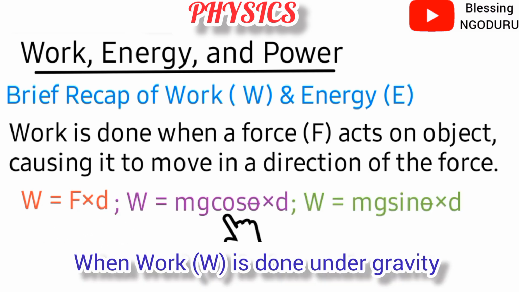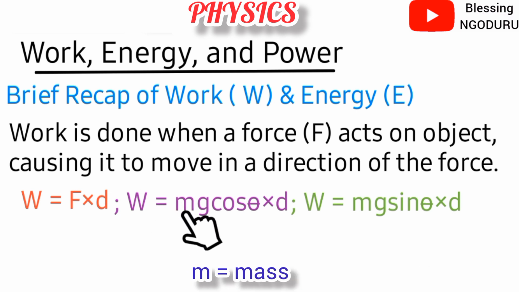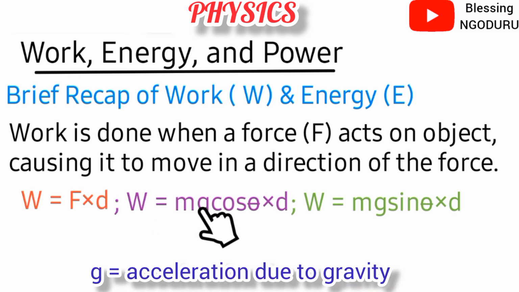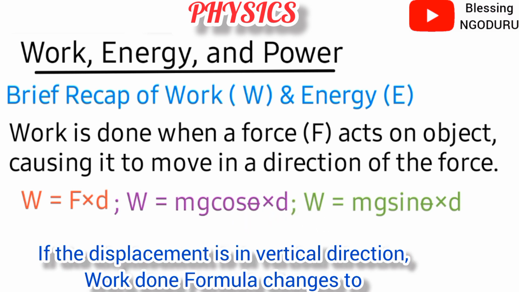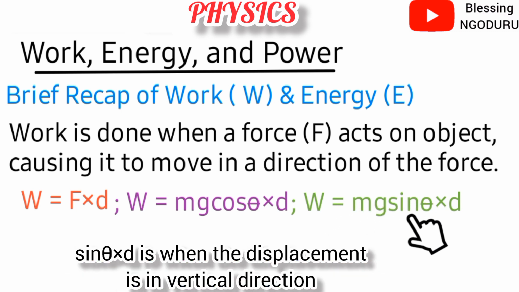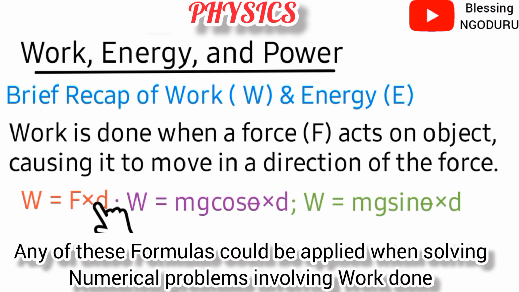When work is done under gravity, the formula changes to work done equals mgh, where m is the mass, while g is the acceleration due to gravity. That is when the displacement is in the horizontal direction. If the displacement is in vertical direction, our work done formula will be mg sine theta multiplied by displacement. So any of these formulas could be applied when solving a numerical problem involving work done.